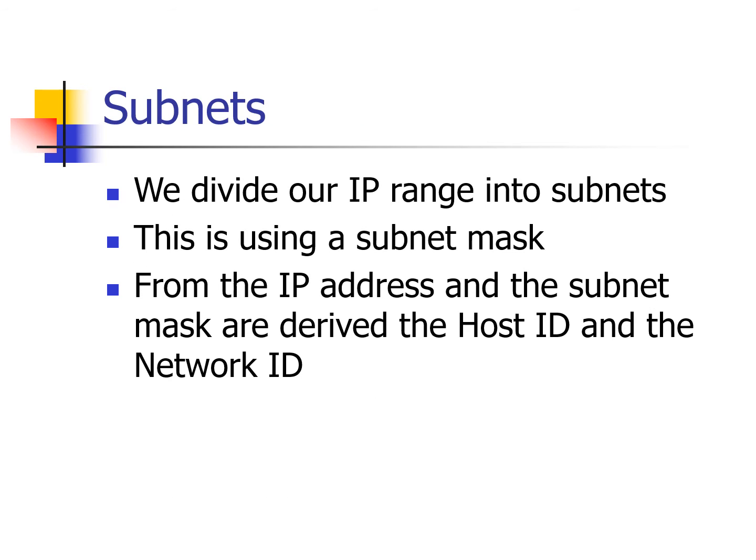We can divide our networks into something called subnets, and we do that using a subnet mask. We take the IP address and the subnet mask, and from that we can derive 2 things. One is the host ID and one is the network ID. The network ID defines which network it's on, and the host ID defines a unique number within that network.